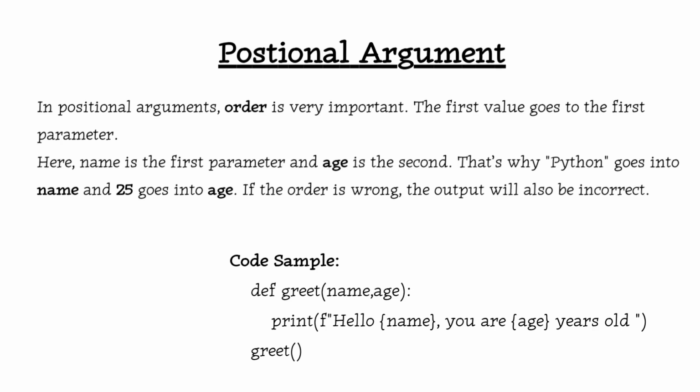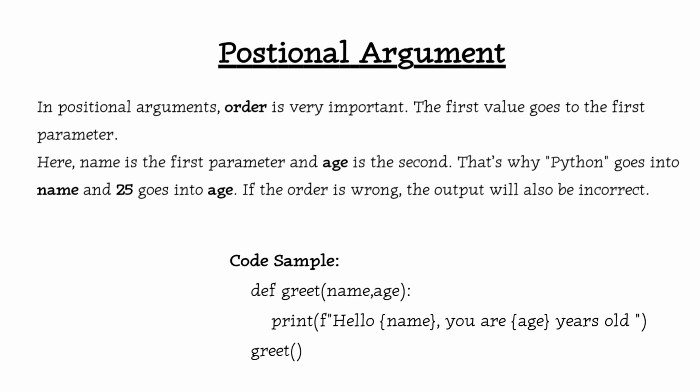In positional argument, order is very important. So basically, I define a function which is taking two parameters as an input, name and age, and inside the function body I'm printing using the f-string that we already studied in the previous videos. Then, by using the function name, I'm calling that function and passing certain values over there. So here, as you can see, the name is the first parameter and age is the second one.